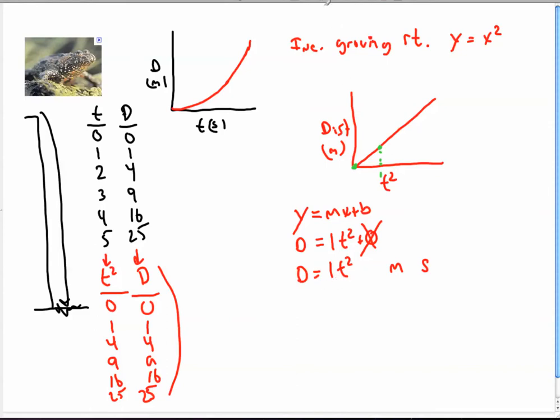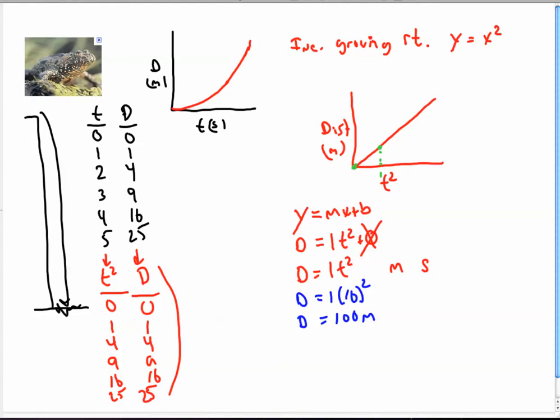But for now, we can use our mathematical model to make a prediction, like what would happen if we let the frog fall, instead of for 5 seconds, for 10 seconds. Okay, so how far would he fall if we let him fall for 10 seconds? Slope times 10 squared. And so the distance that he would fall would be 1 times 10 squared, or 100 meters. And that's using that mathematical model.